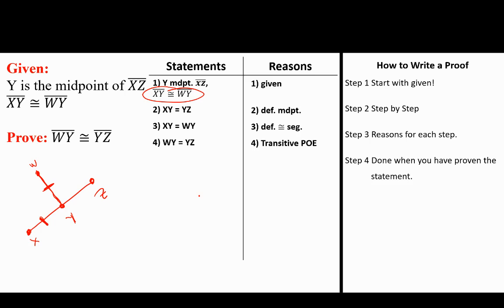From there, I'm not trying to prove that they're equal. I'm trying to prove that they're congruent, which my next step says that they are congruent. How do I know? Well, if they have the same length, then the definition of congruent segments says they are congruent. So that would finish that proof.